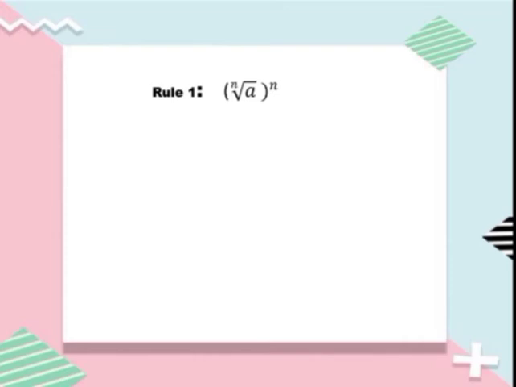Una, ang radical expression na nasa loob ng parenthesis ay ginawa niyang exponential form. This will become a raised to 1 over n. Using raising a power to a power rule, yung exponent sa loob at sa labas ay ipagmumultiply natin. Kaya yan ay magiging a raised to n over n. N over n is equals to 1, kaya ang magiging answer lang dito ay a.